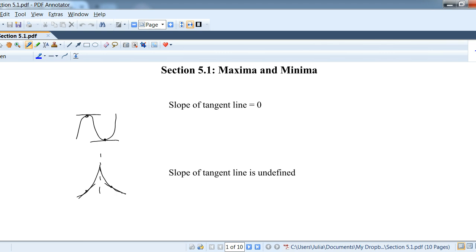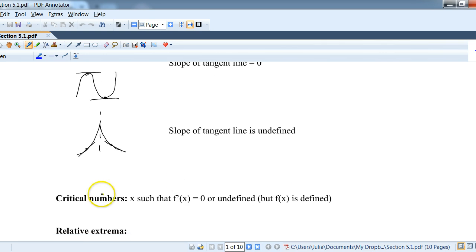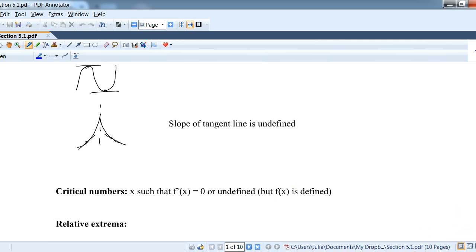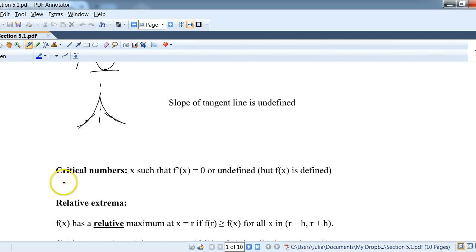So if we keep that in mind, we'll use this definition for critical numbers, or critical points: x such that f prime of x is 0 or undefined, but f of x, the original function, is defined. So for example, asymptotes do not count as critical points. Basically, critical numbers or points are candidates for maxima or minima. We don't know what they are exactly, so we will have a chance to test them in a little bit.